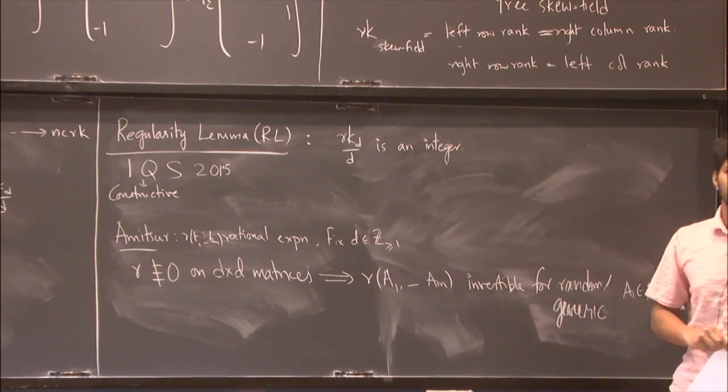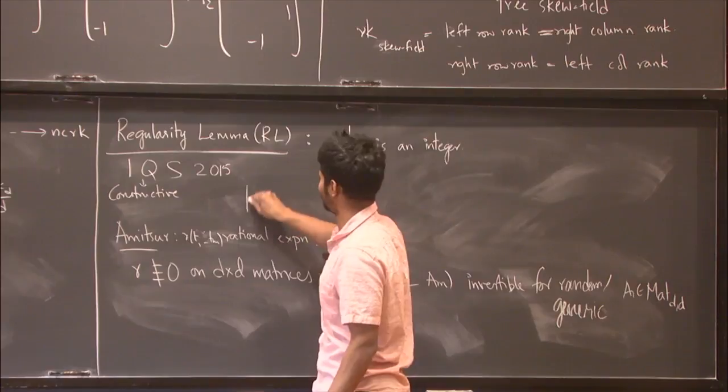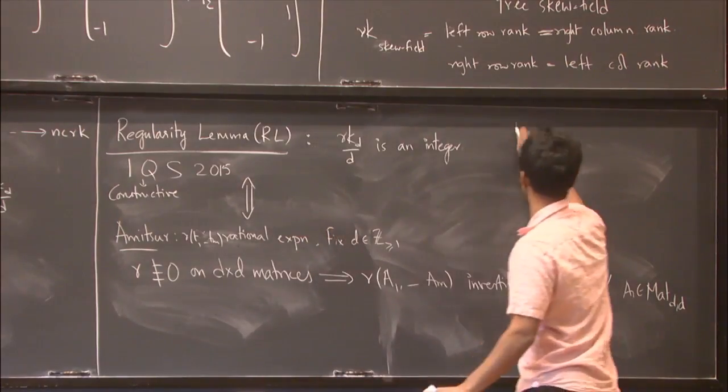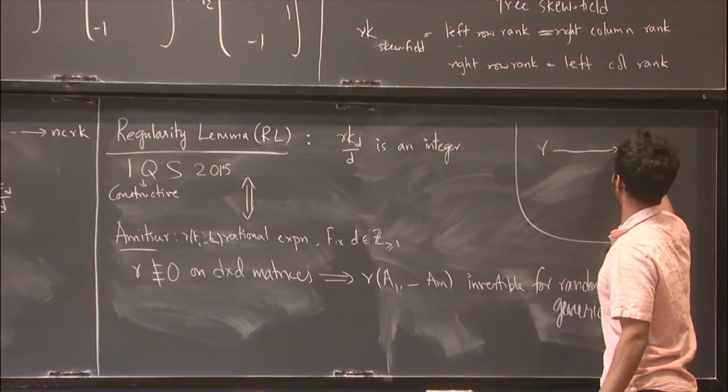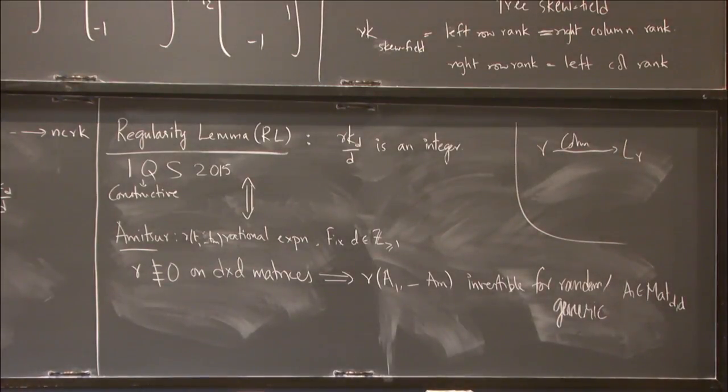And does their result imply Amitsur's theorem? Yes, these are if and only ifs. And the reason they're if and only ifs is this construction. So that is another proof of Amitsur's theorem.